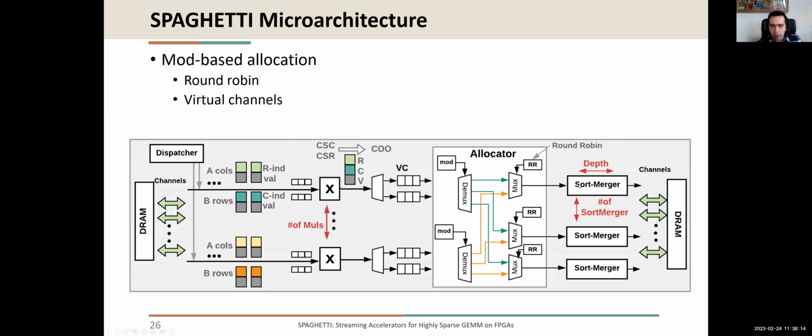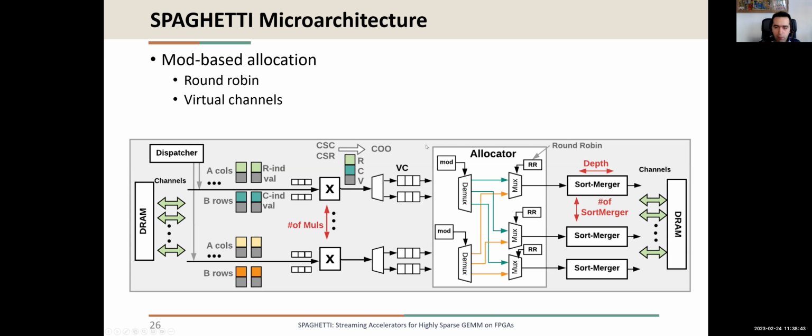Now with this sort merger, here I am showing the architecture of Spaghetti in more detail. So we have multipliers, and we have a bunch of FIFOs prior to every multiplier. So we can stream into these FIFOs the values of A and B, the columns and the indices.